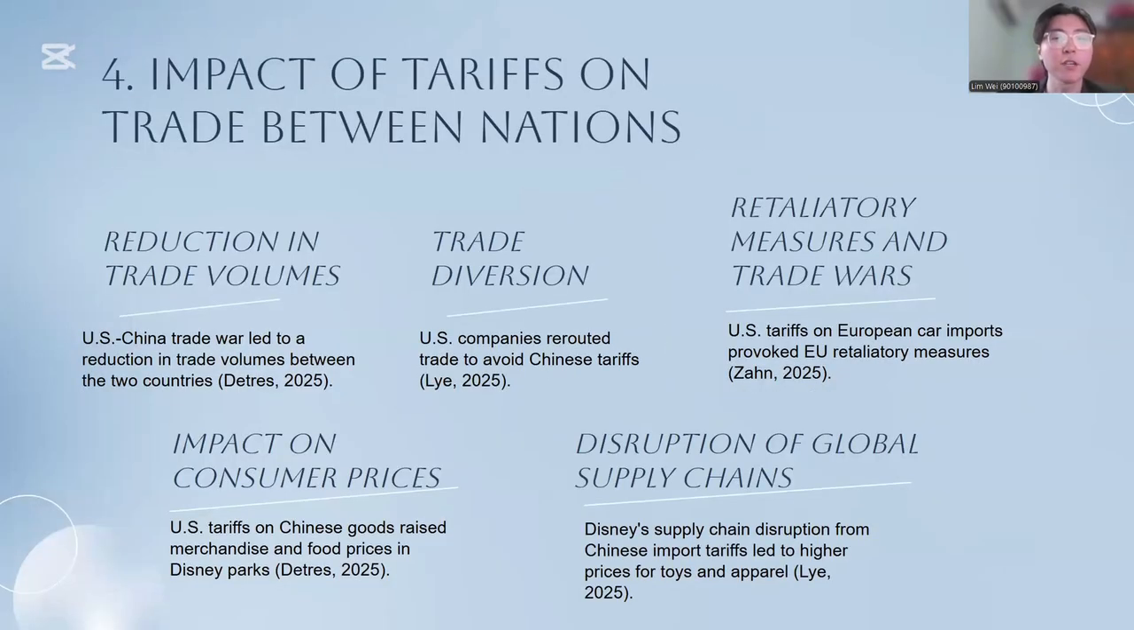Now, tariffs don't just affect one country, they reshape global trade. Trade volumes fall, as we saw in the US-China trade war. Trade diversion occurs, rerouting trade to avoid tariffed goods. And retaliatory tariffs create prolonged disputes. Consumer prices will also rise, especially in imported goods, and supply chains are disrupted, like Disney toys and apparel prices rising due to the Chinese import tariff. Now, for global businesses like ours, this means higher costs, delays, and more complex sourcing decisions.